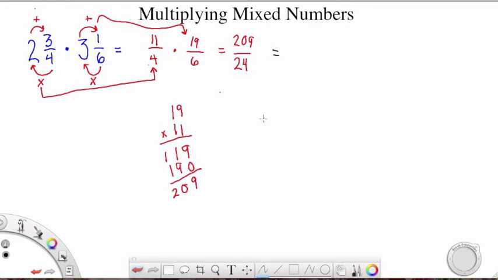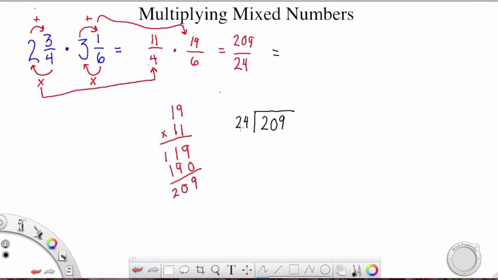How do we do that? We take the numerator and we divide it by the denominator. In fact, you've heard me say this over and over again in class, and you guys repeat it too. Every fraction is really a division problem. 209 24ths is really 209 divided by 24. That's a fraction.